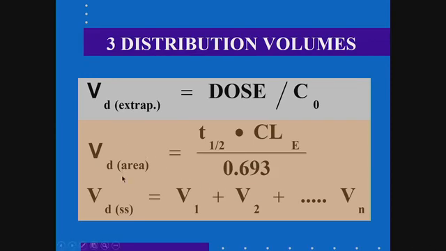There are other approaches that you will discuss later in the course, the volume of distribution by area and the volume of distribution at steady state.